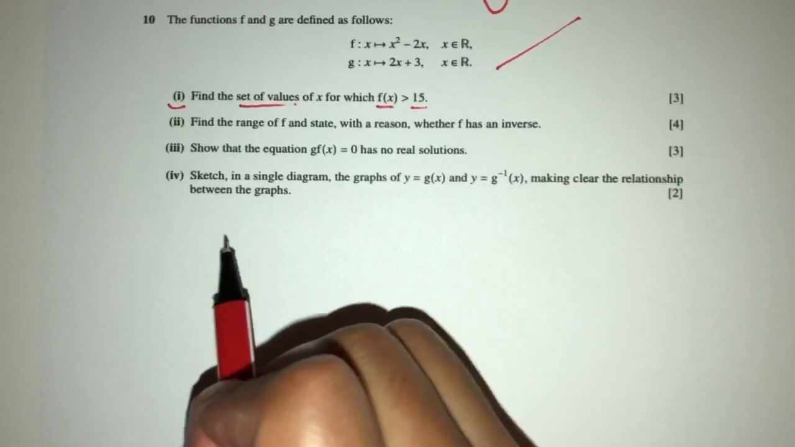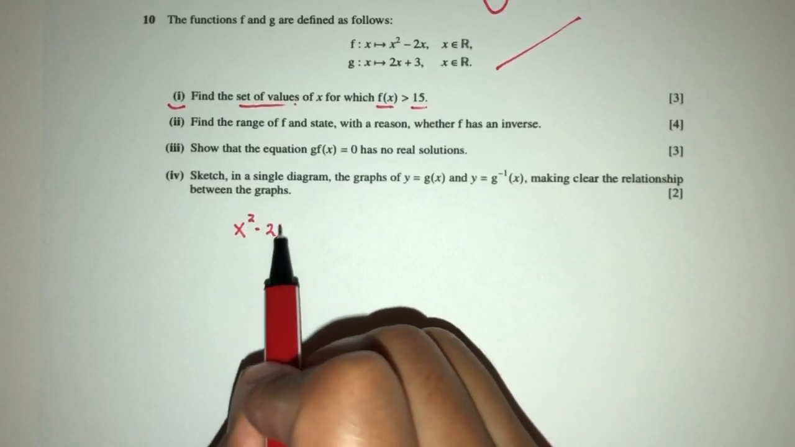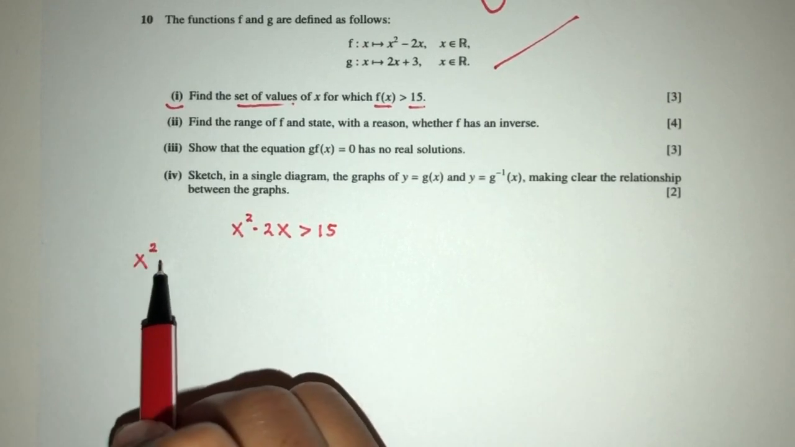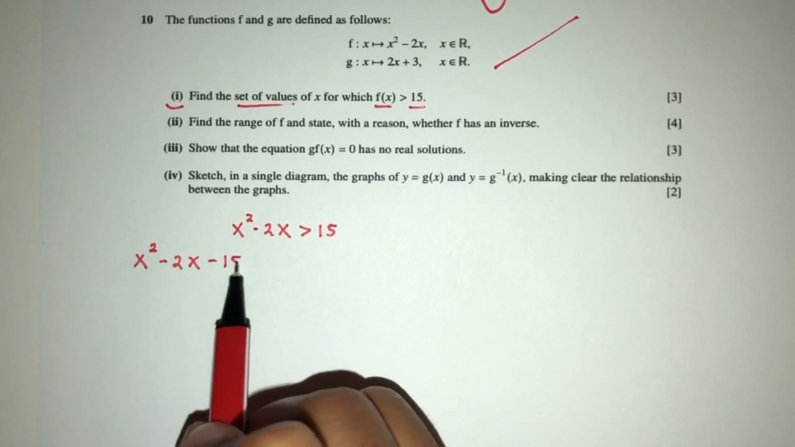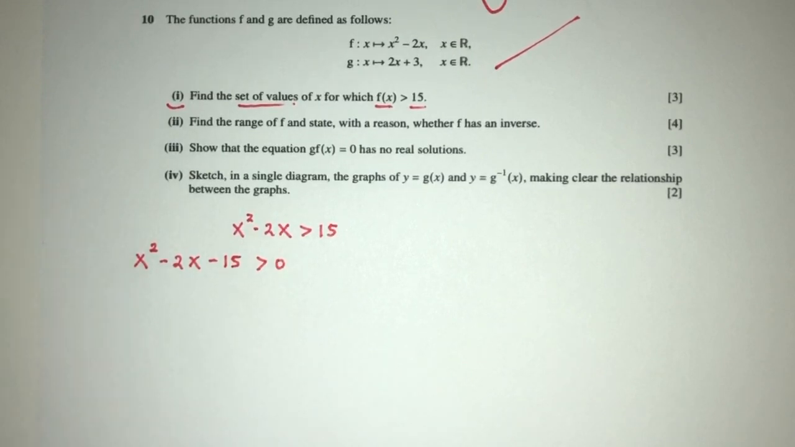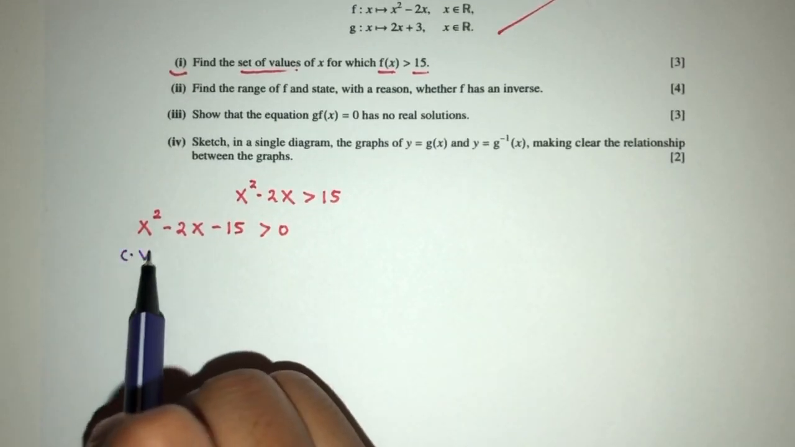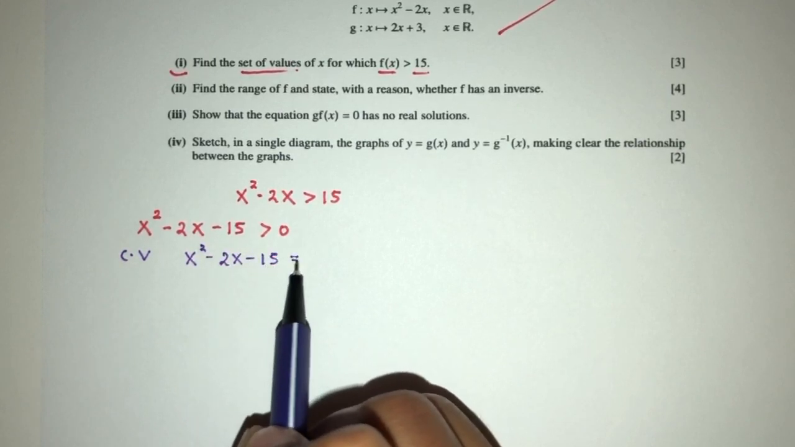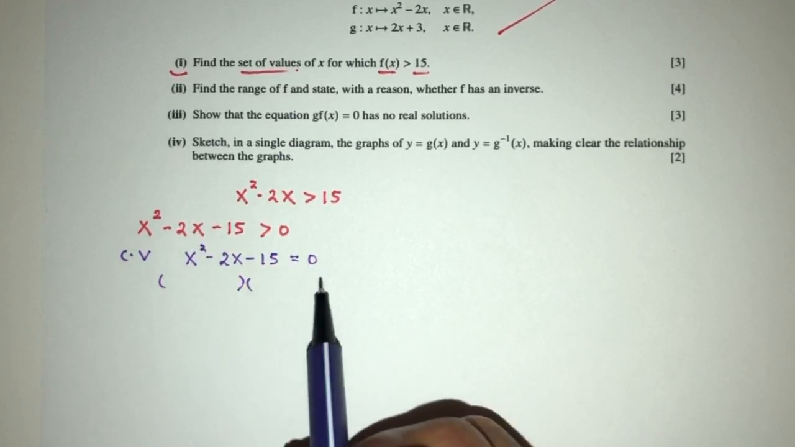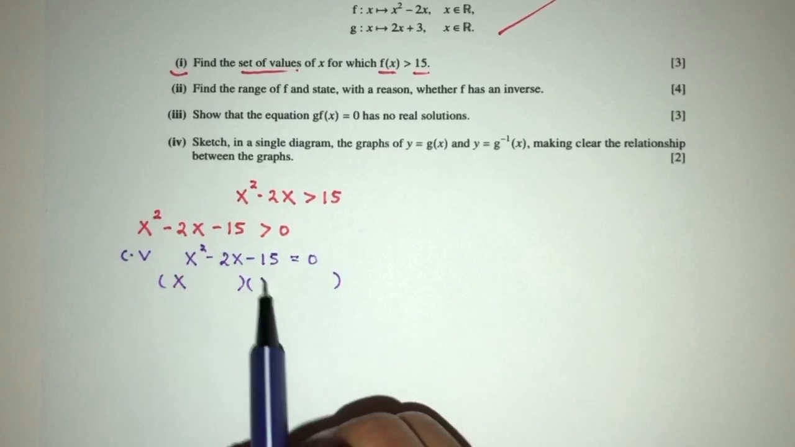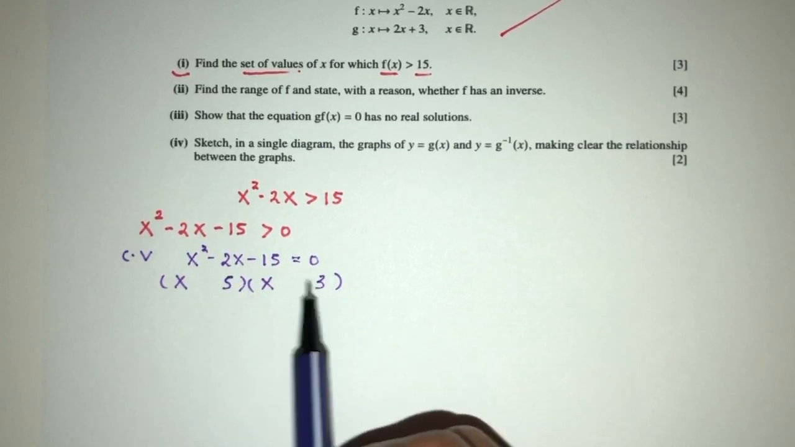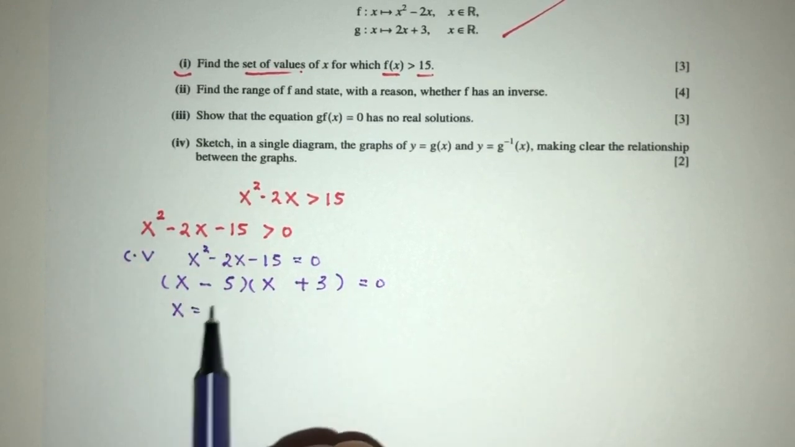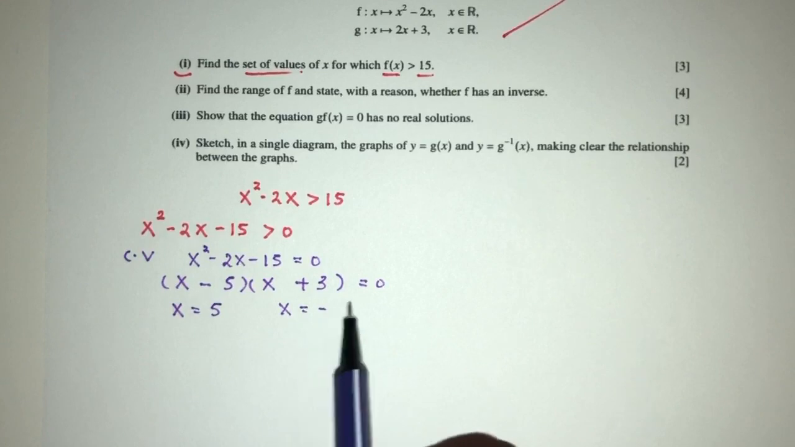So pretty easy, f(x) is x squared minus 2x more than 15. Again, that is pretty easy. We just have to rearrange it first. That will be this, minus 15 has to be more than 0. So now we have to find the critical values of x. That will be the same thing. We just have to equate that to 0. That will be (x minus 5)(x plus 3), since 5 times 3 is 15 and minus 5 plus 3 is minus 2. x will be 5, x will be minus 3.